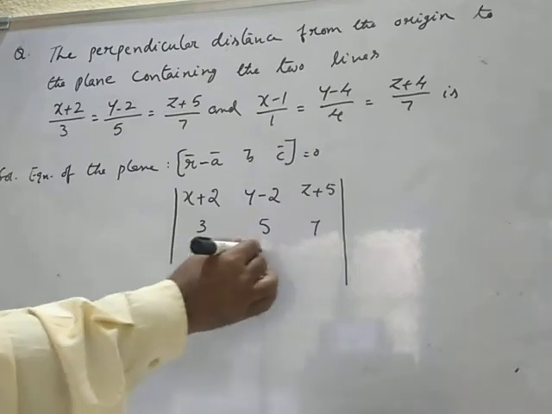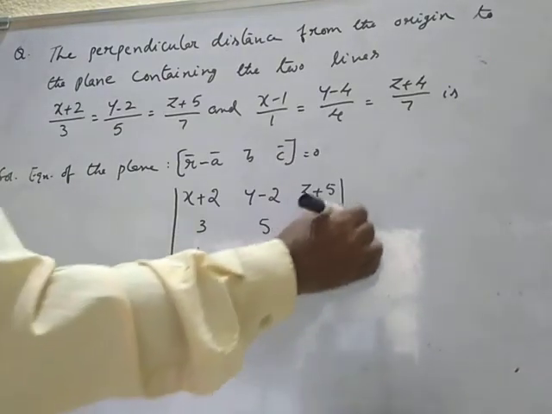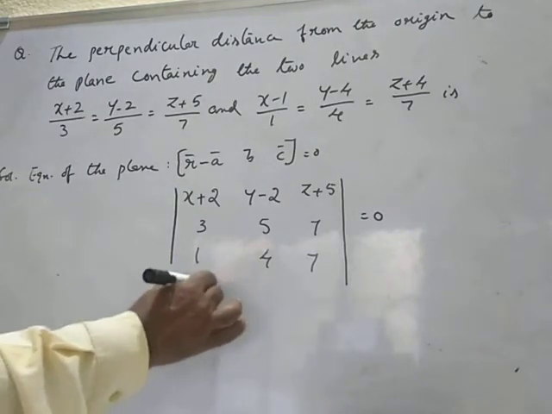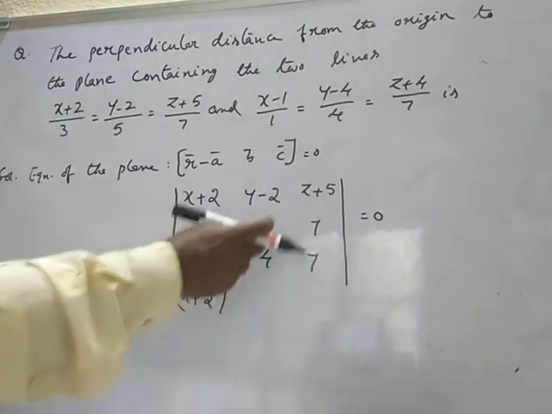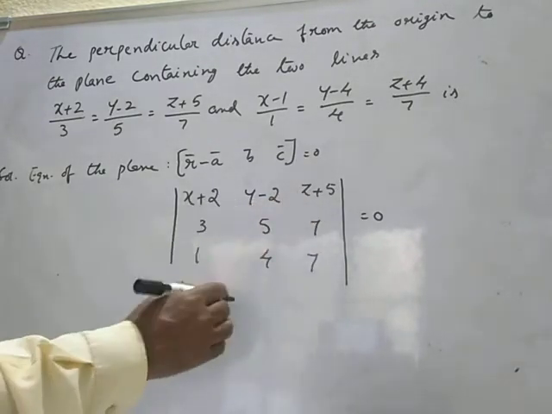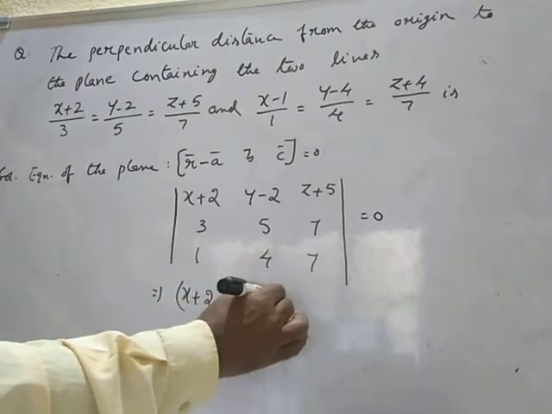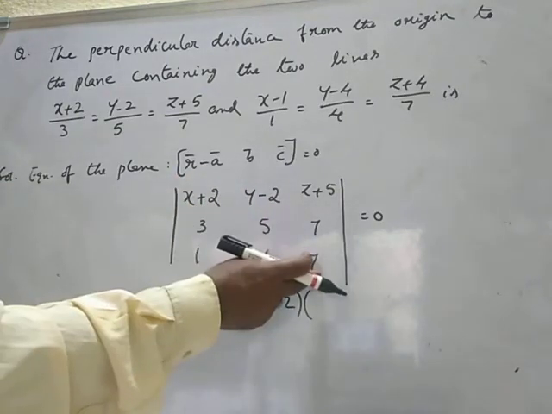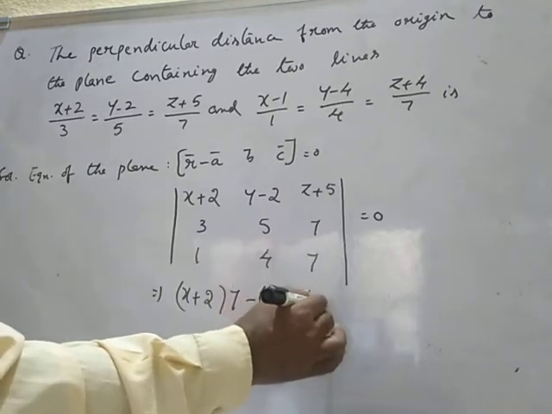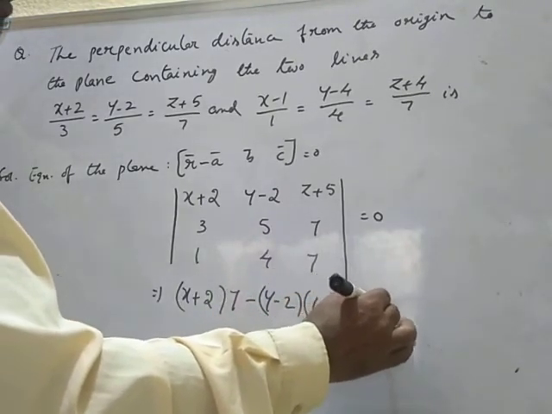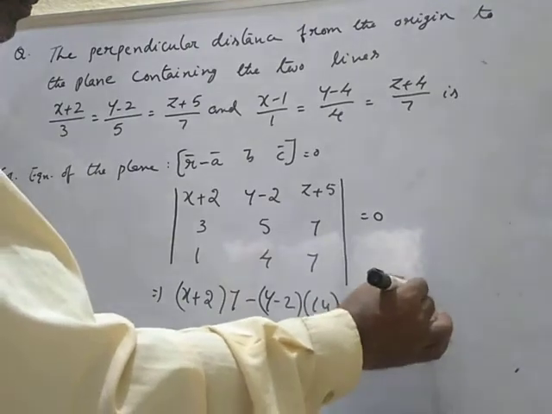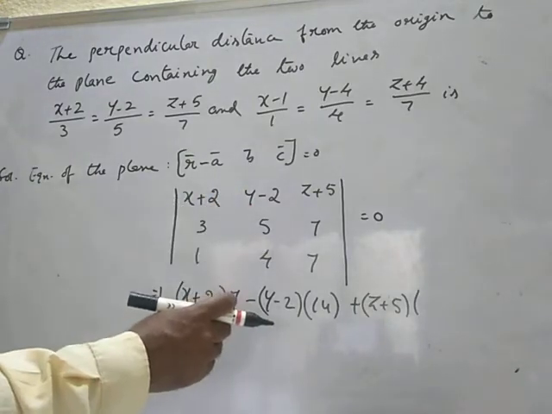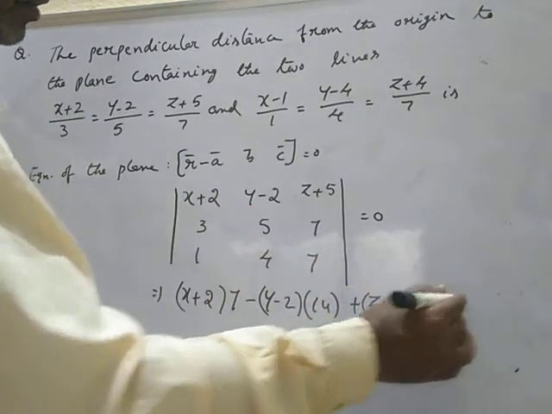Next, C bar (1, 4, 7) is equal to 0. By simplifying, x plus 2 into 5 7s are 35 minus 28 is 7, minus of y minus 2 into 3 7s are 21 minus 7 is 14, plus z plus 5 into 3 4s are 12 minus 5 is 7, that equal to 0.